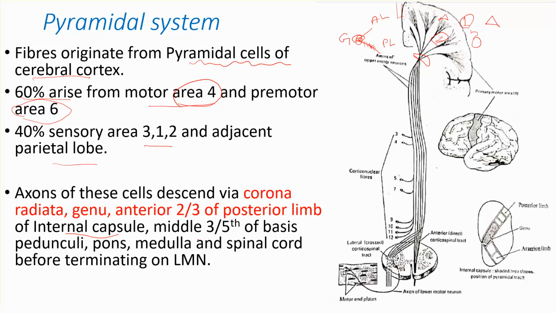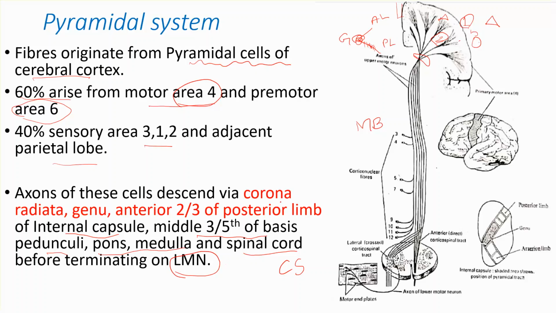Then it passes through the middle 3/5 of the basis pedunculi. So next it is passing through the midbrain, and then it passes through the pons and through the medulla, and finally comes to the spinal cord. So it is the same tract we're talking about, the pyramidal tract. It's also called the cortico-spinal tract because it starts in the cortex and ends in the spinal cord, before it terminates on the lower motor neuron.